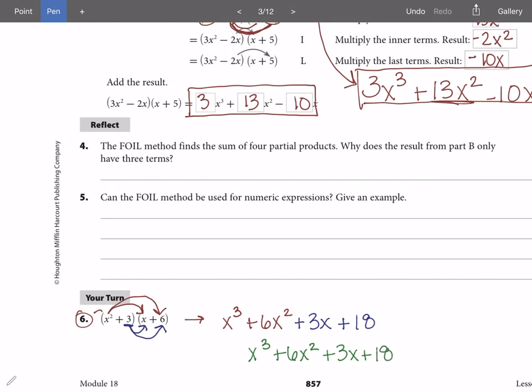plus 18. Okay, on the one that we previously did, we were able to combine like terms, but because none of these terms are the same, we cannot combine them, which gives us our final answer of, like I said, x cubed plus 6x squared plus 3x plus 18.